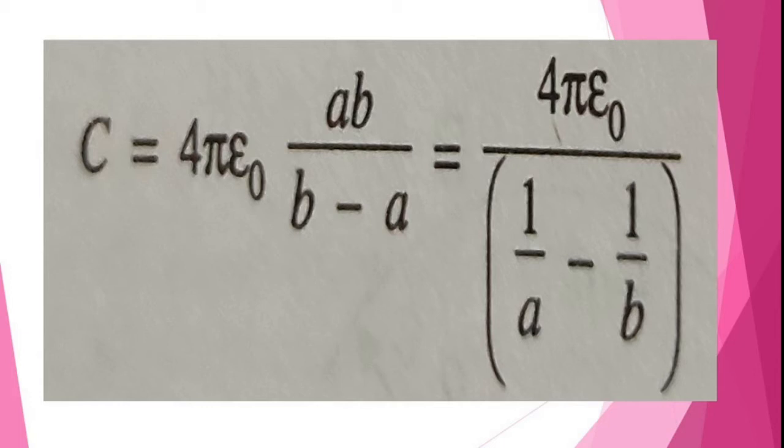So it will be 4 pi epsilon 0 A. So that is the capacitance. We considered B as infinity. B is the radius of the outer sphere. So the radius of the outer sphere is considered as infinity, which means we have found out the capacitance of an isolated conducting sphere of radius A.